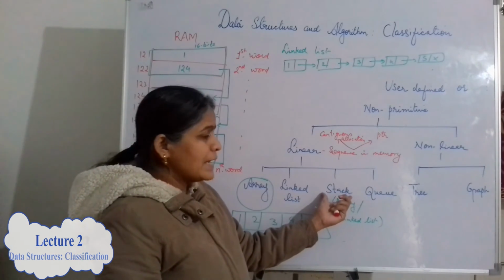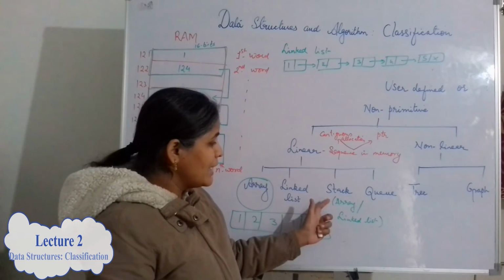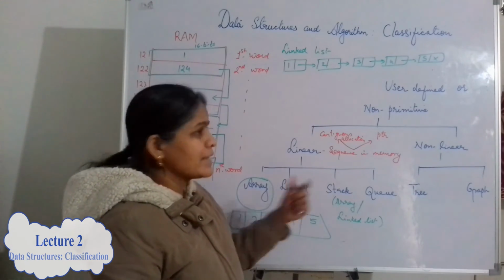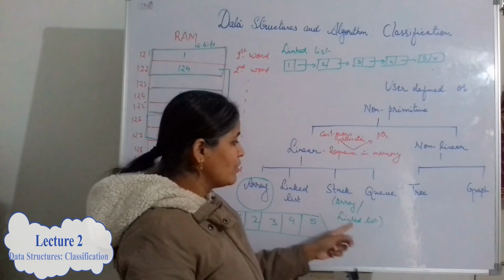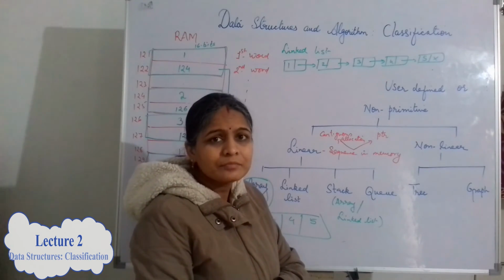Stack can be implemented with the help of an array or a linked list. Array and linked list both are linear data structures, so stack is also a linear data structure. Similarly, queue can be implemented with the help of an array or a linked list, so queue is also a linear data structure.